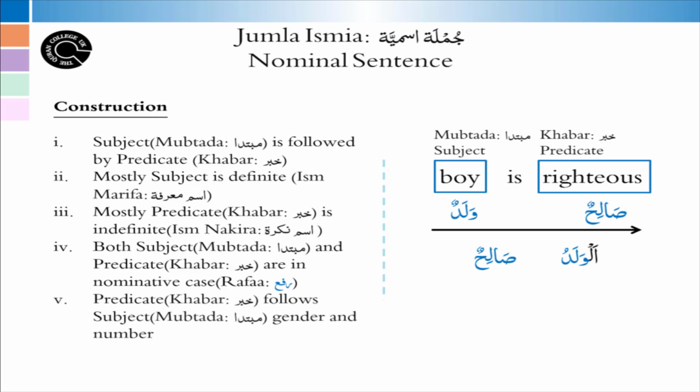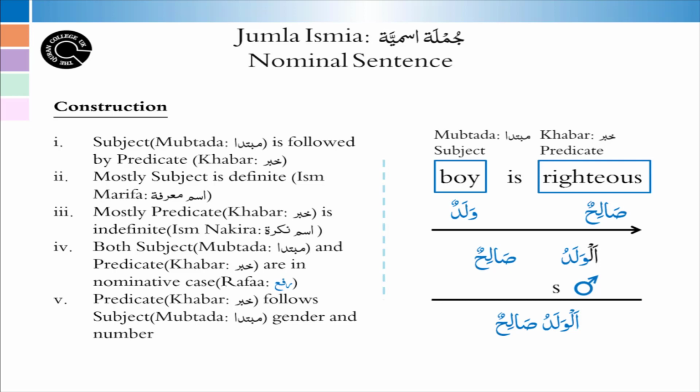The fifth and the final rule is that the predicate follows the subject in gender and number. For this final rule, let's check the gender and the number of the subject, so that we can change the gender of salihun accordingly. Boy is masculine and it is singular. Therefore, salihun should be masculine and singular. We can see that salihun is masculine and singular because the feminine of salihun is salihatun and its plural is salihuna. So our final sentence is, remember there is no "is" in the Arabic sentence.